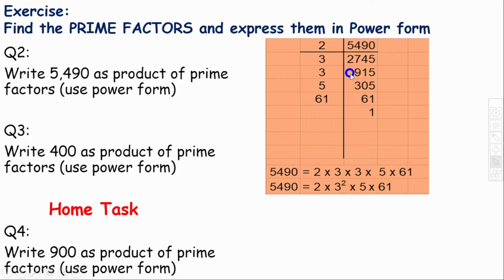3 in 2 is not possible, so we pair these 2 digits together, it becomes 27. 3 in 27 is 9. 3 times 9 is 27, no remainder, right? So now 3 in 4 is 1, remainder what? 1. You put down 1 here, it becomes 15. 3 in 15 is 5. So that's what we got, 915.